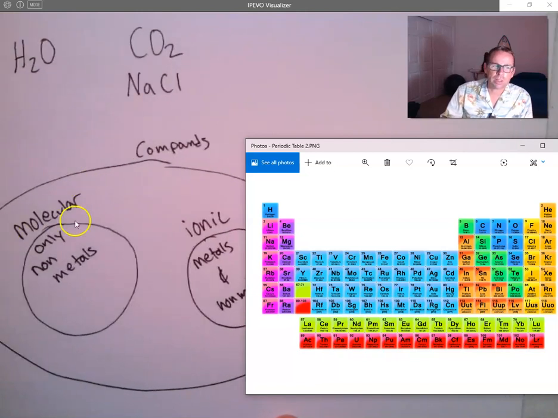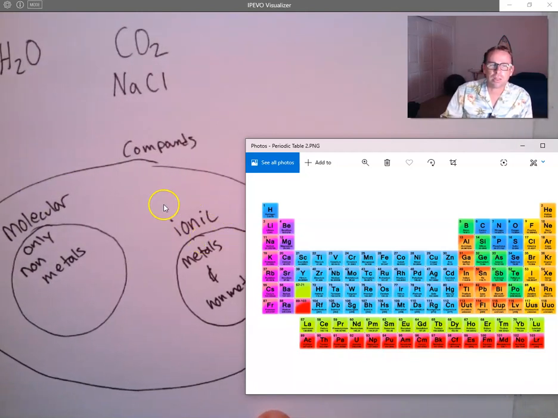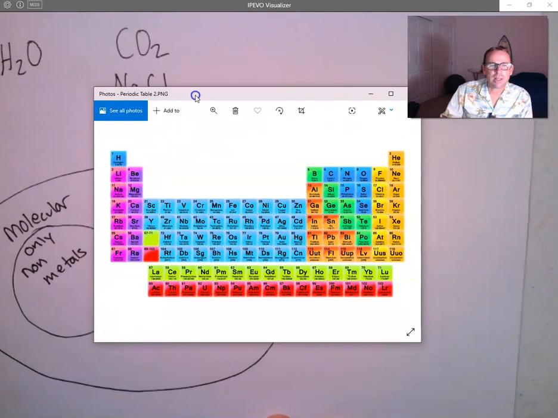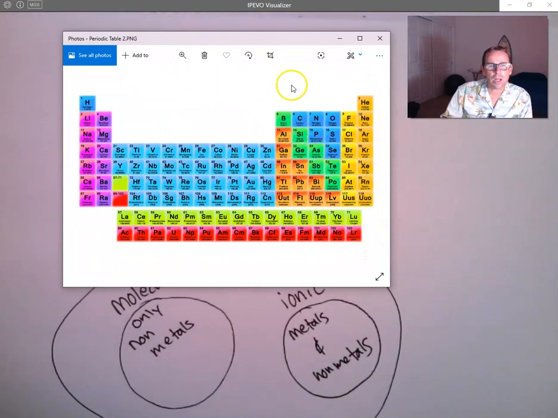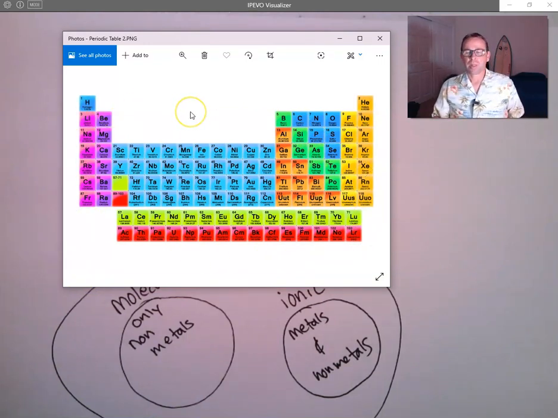So we have molecular compounds and we have ionic compounds. Very good. And we can tell by looking at the periodic table where our nonmetals are, including hydrogen over here, and where our metals are, everything else. So most of the periodic table is what? Metals or nonmetals? That's right. Most of the periodic table is metals. All right. Very good.